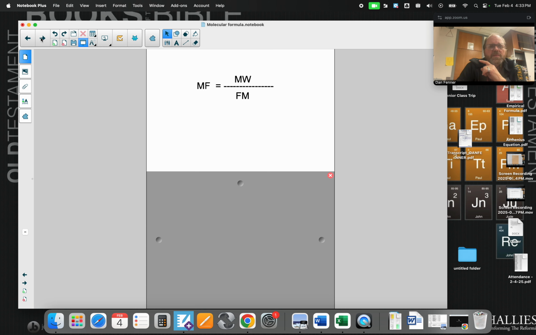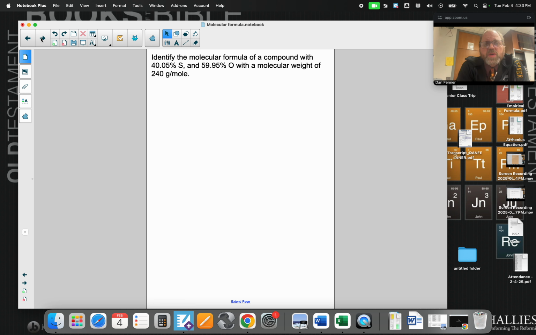All right. So when we find molecular formula, which I abbreviate MF, we take MW divided by FM. What are those things? The molecular formula multiple is going to be equal to molecular weight divided by the formula mass. All right, so let's try one here.